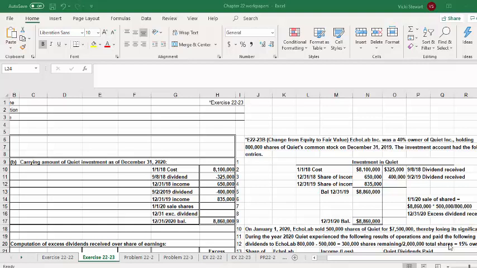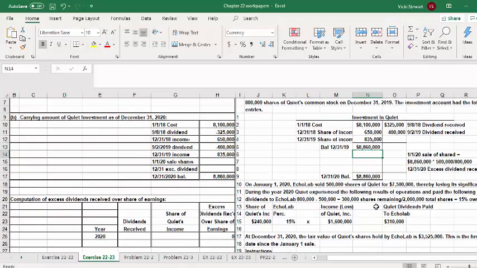The investment account had the following entries, and the problem gives us a T account for the investment in Quiet, showing the original investment, debits for the percentage ownership in Quiet's net income, and credits for the dividends that were received using the equity method of accounting. So at December 31st, 2019, the balance in the investment account was $8,860,000.